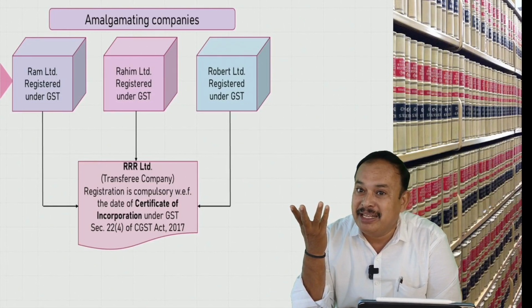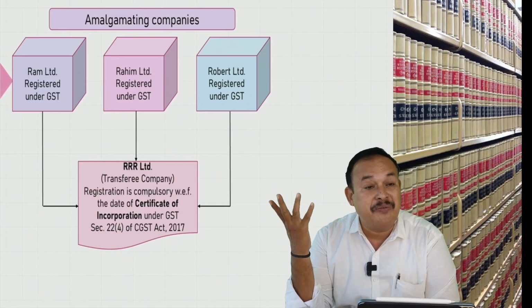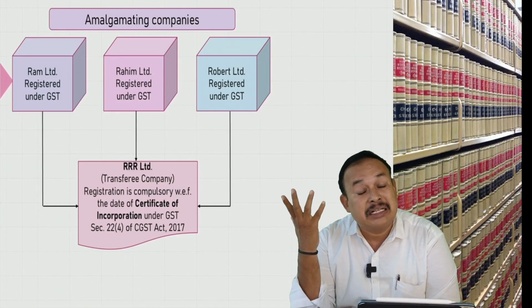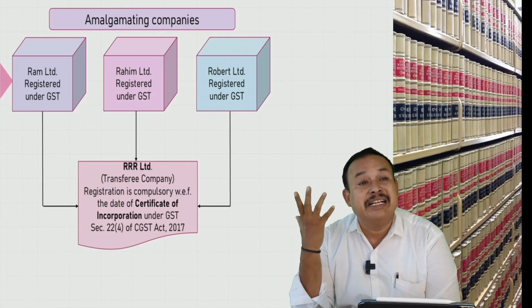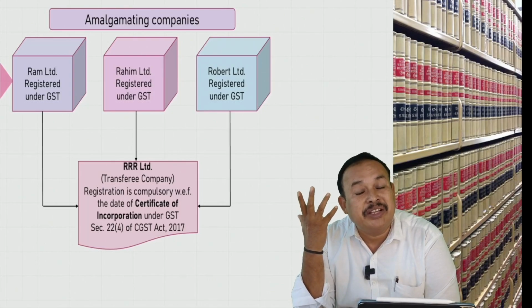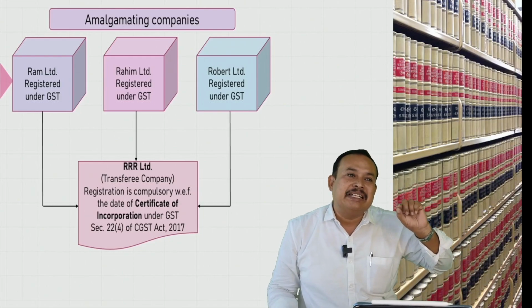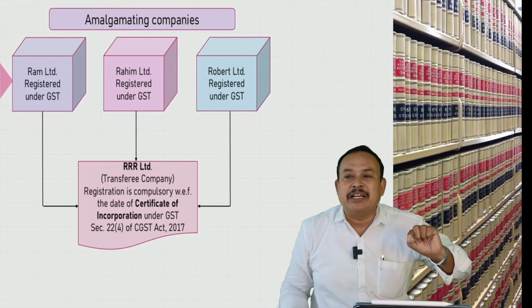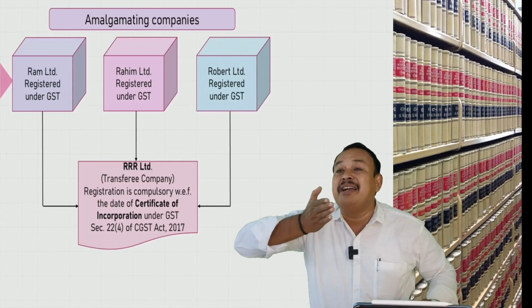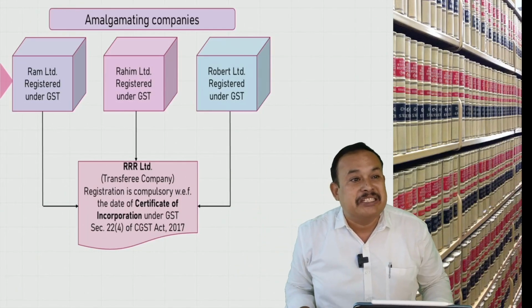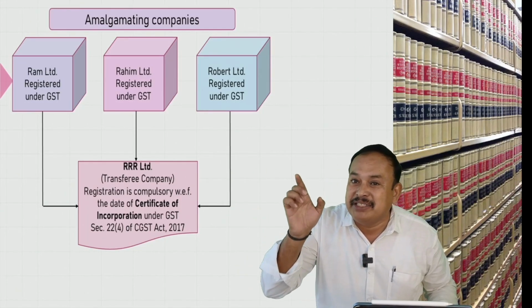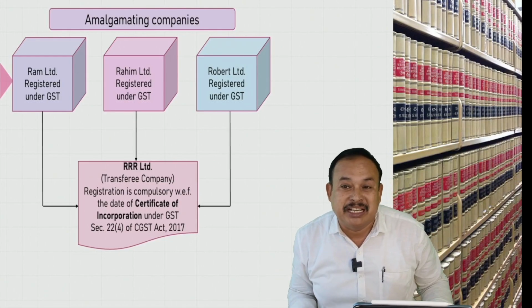For a limited company, it is one step ahead. Certificate of commencement of business is required in addition to the certificate of incorporation. Now there are two certificates: certificate of incorporation and certificate of commencement of business. The 30 days time period is reckoned from which date? From the date of incorporation, or from the date of commencement of business?